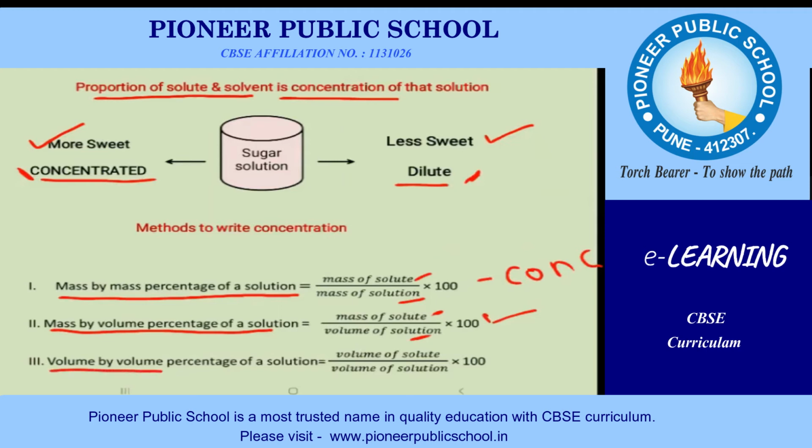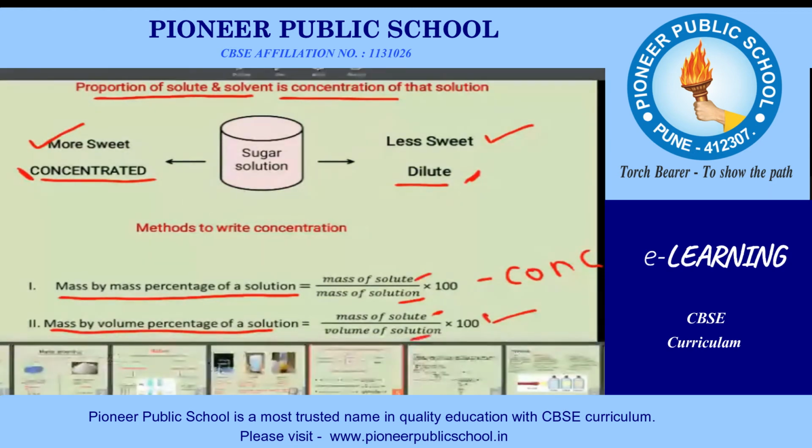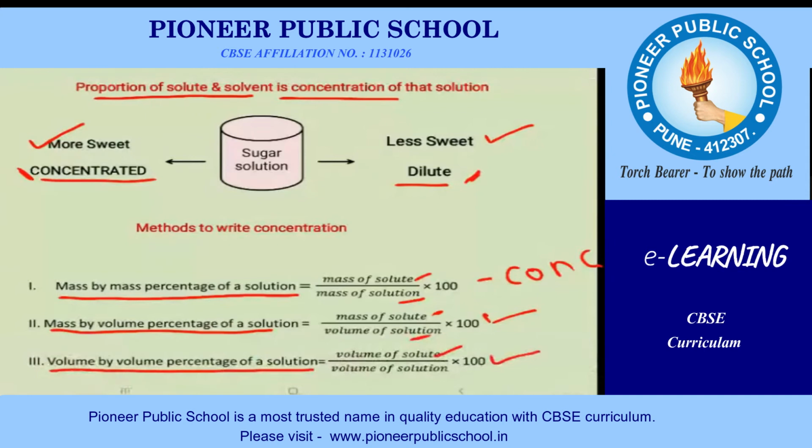Then, dear students, we have the third method, that is volume by volume percentage of a solution. Here we use both quantities in volume, that is volume of solute and volume of solution. When we multiply it by 100, we get the concentration. So, dear students, here we have studied the concept of concentration, that the proportion of a solute and solvent is called the concentration of that solution, and we can calculate it with different methods.